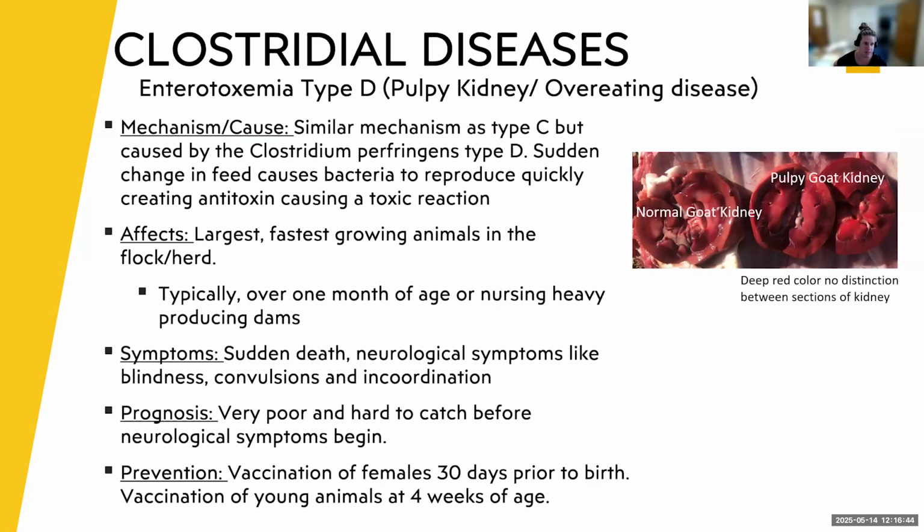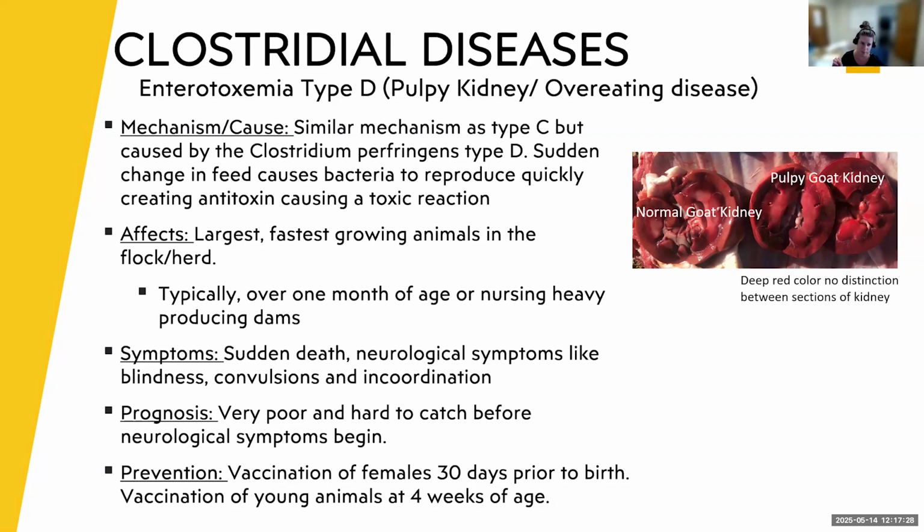So moving to Enterotoxemia type D, this is the pulpy kidney or overeating disease. It's very similar to type C, but it's caused by the Clostridium perfringens type D. And again, it's caused by that sudden change in feed, causing the bacteria to reproduce quickly, creating that toxin and the toxic reaction. So it does affect a little bit of our larger, older animals, and usually they're the faster growing animals in the herd. And the reason that is because they're also the more aggressive eaters and faster growing. So again, it's that overconsumption causing increased bacteria growth.